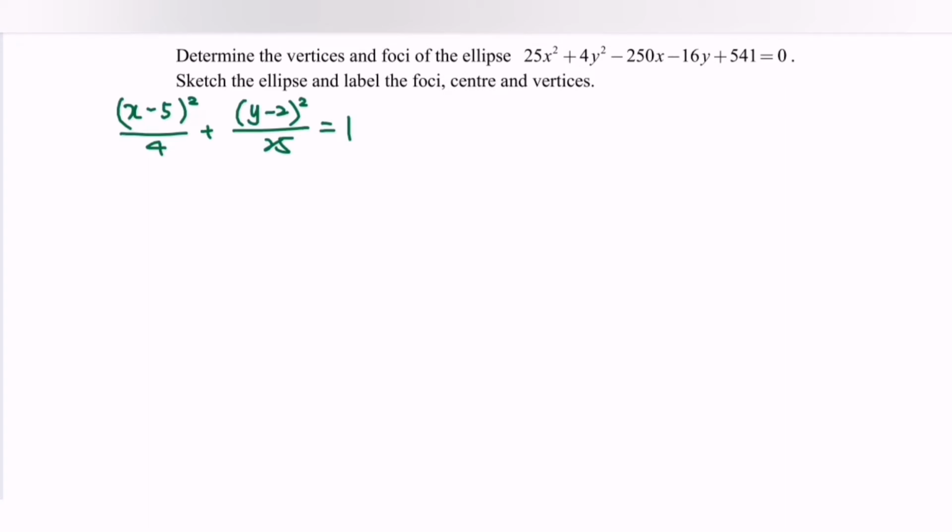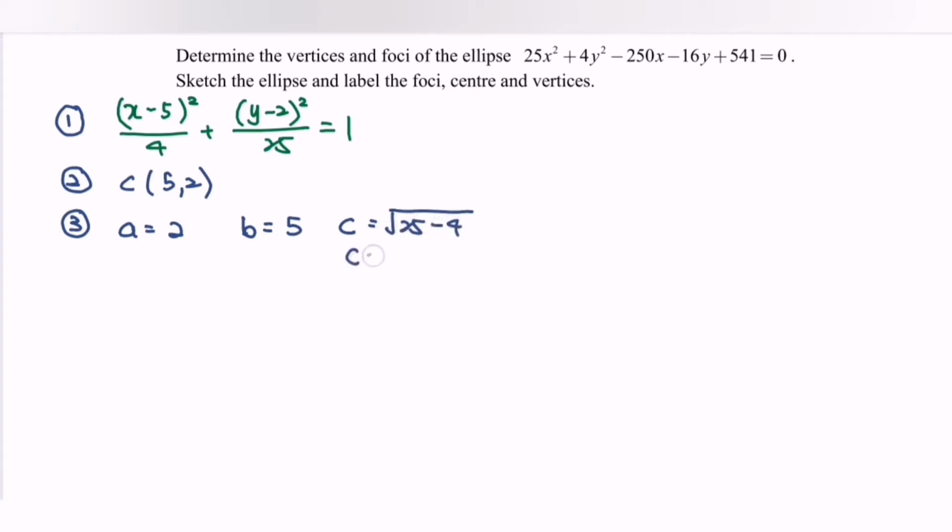So after completing the square, we have the standard form, which is part 1. Next, for part 2, determine the center C, where we have 5 and 2. That is the center of the ellipse. Step number 3, determine the value A, which equals 2, B, which equals 5, and C, where we have square root of 25 minus 4, so C is equal to square root of 21. From here, we notice that the major axis is the y-axis, and we have the minor axis because B is greater than A.